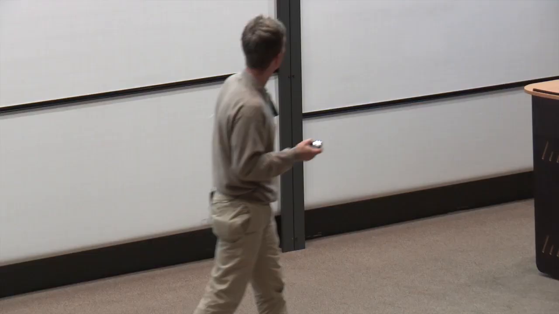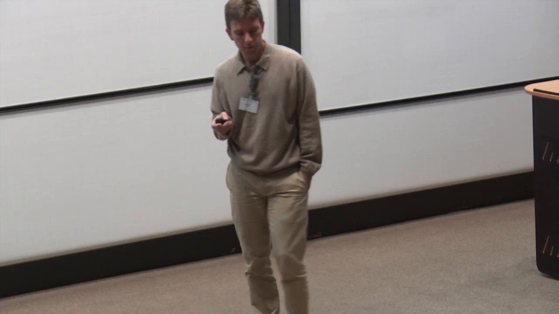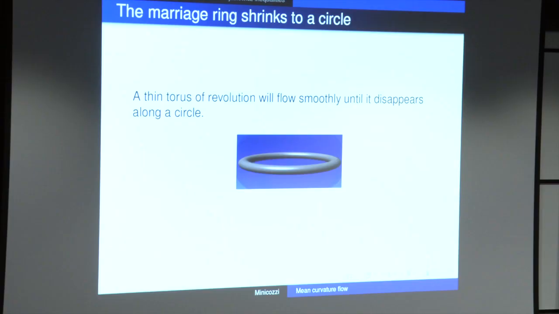So here's a non-convex example. In the subject, this is usually called a marriage ring, which people have complained about.